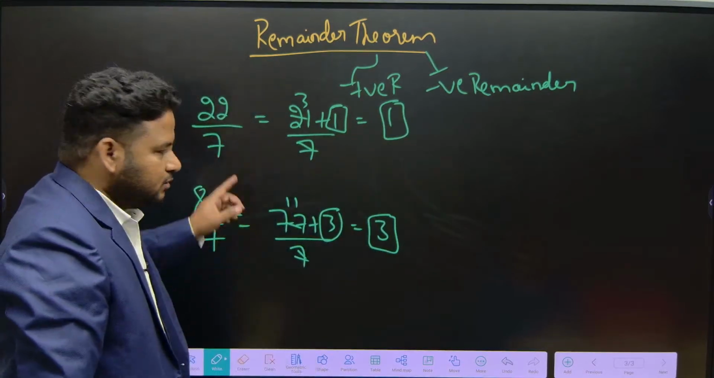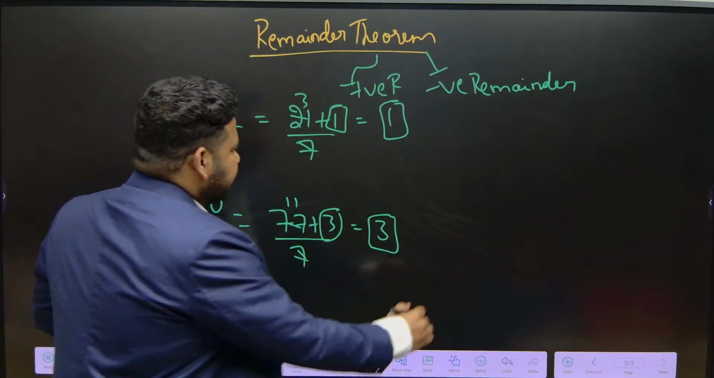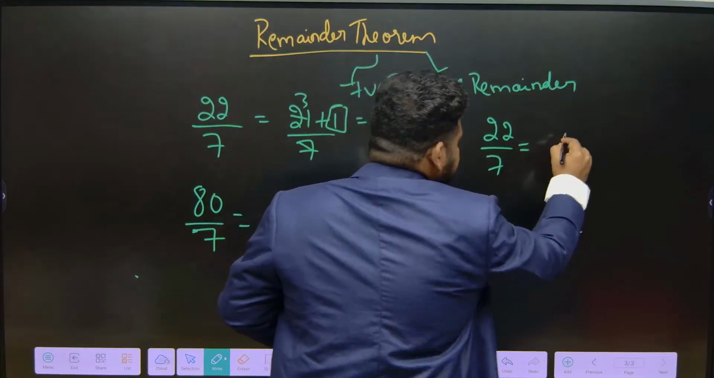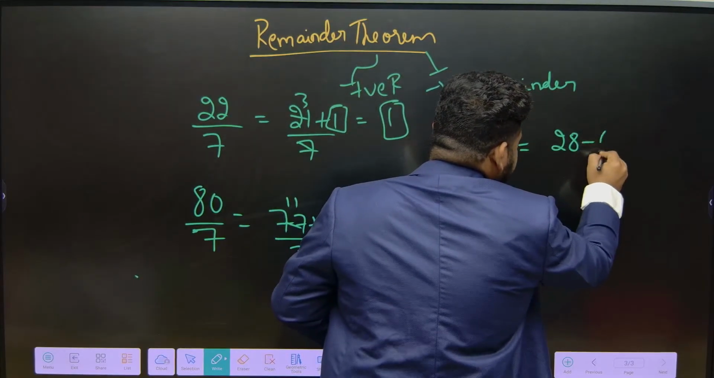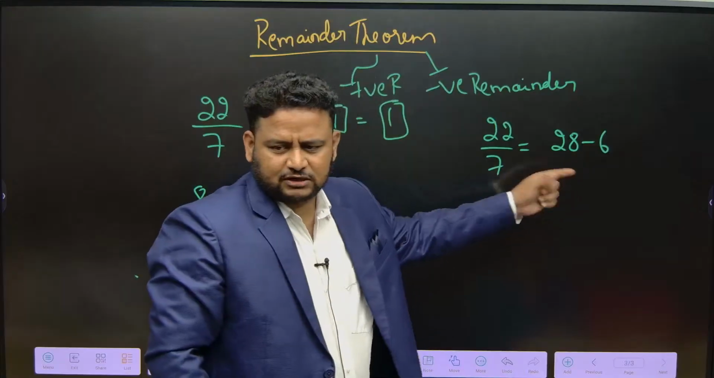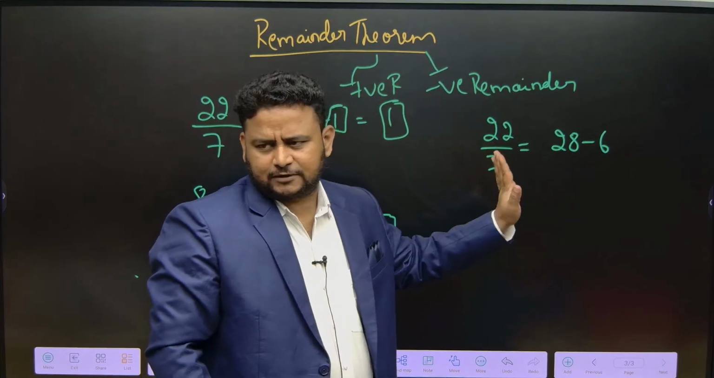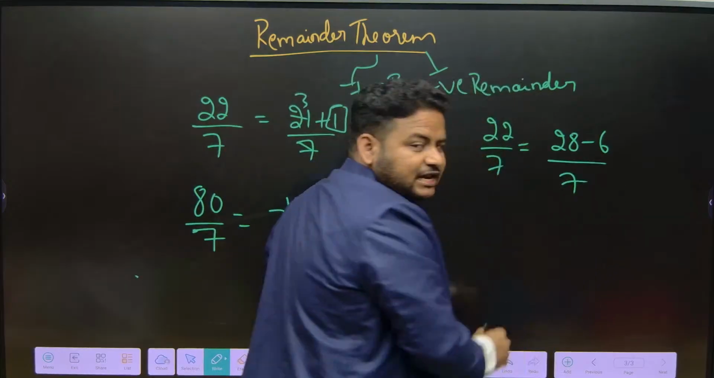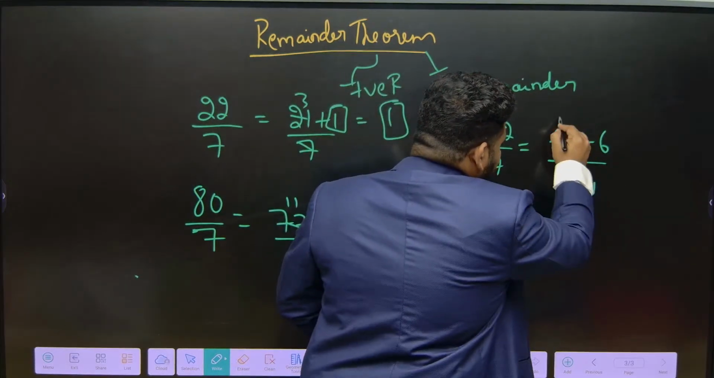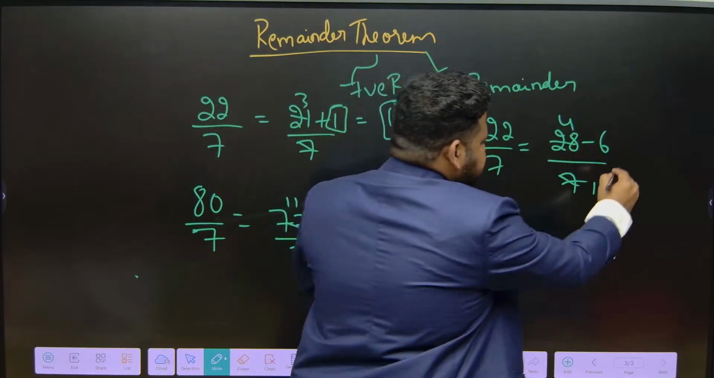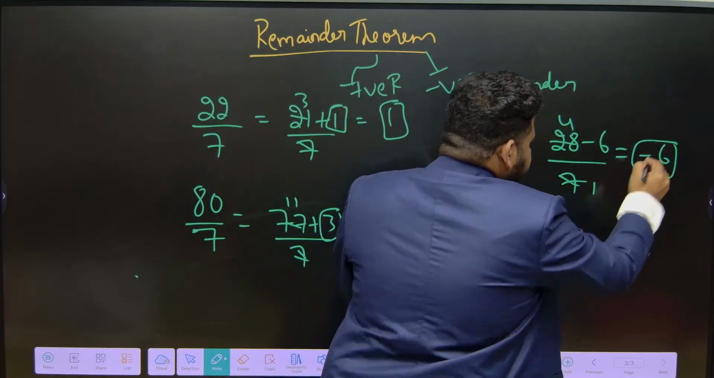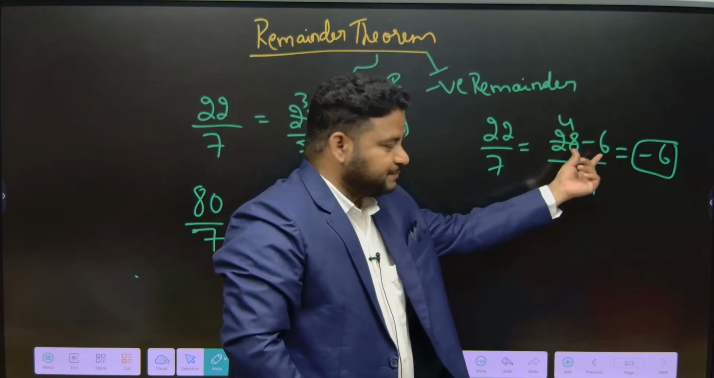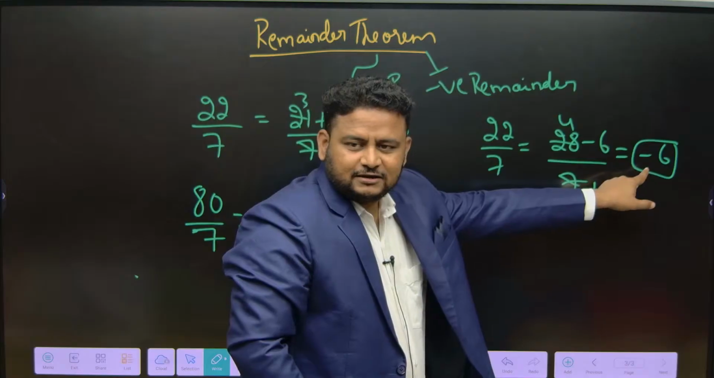Now this 22 can be written as 28 minus 6. 28 minus 6 is 22 only. I can write it, right? Divide by 7. So what will I get? 7 4s are 28. The remainder is minus 6. Not minus 2. See, 4 is the quotient, this is the remainder. I am talking about the remainder. So the remainder is minus 6.